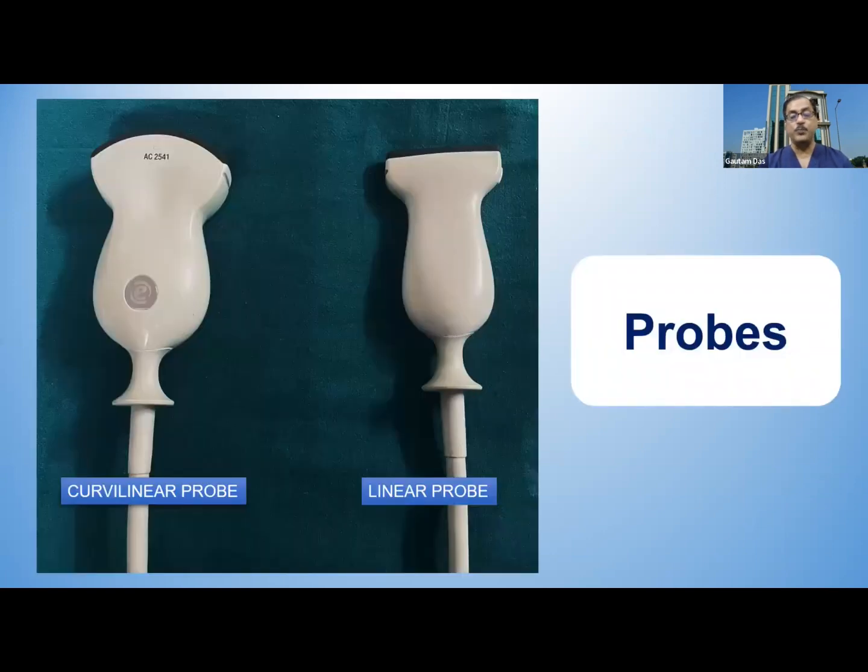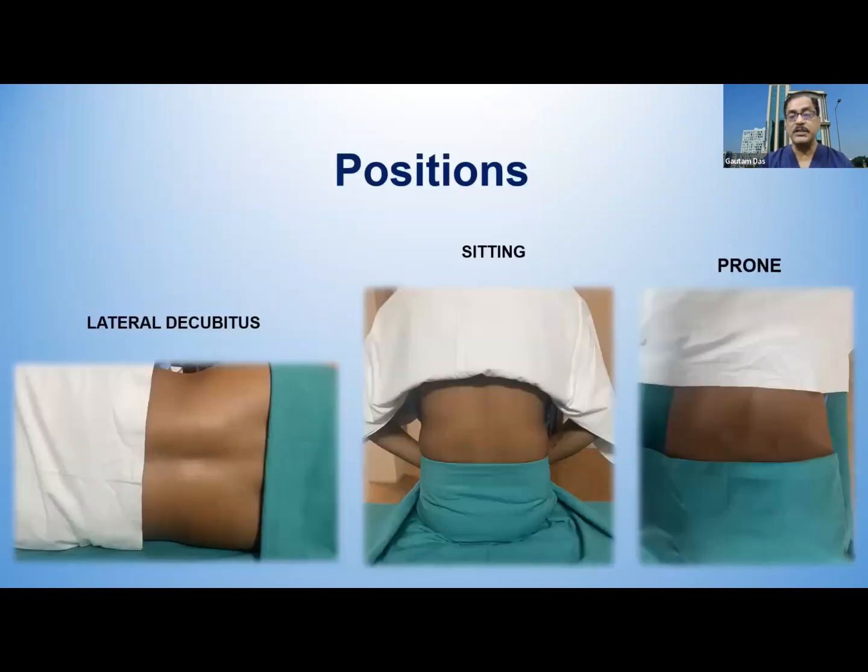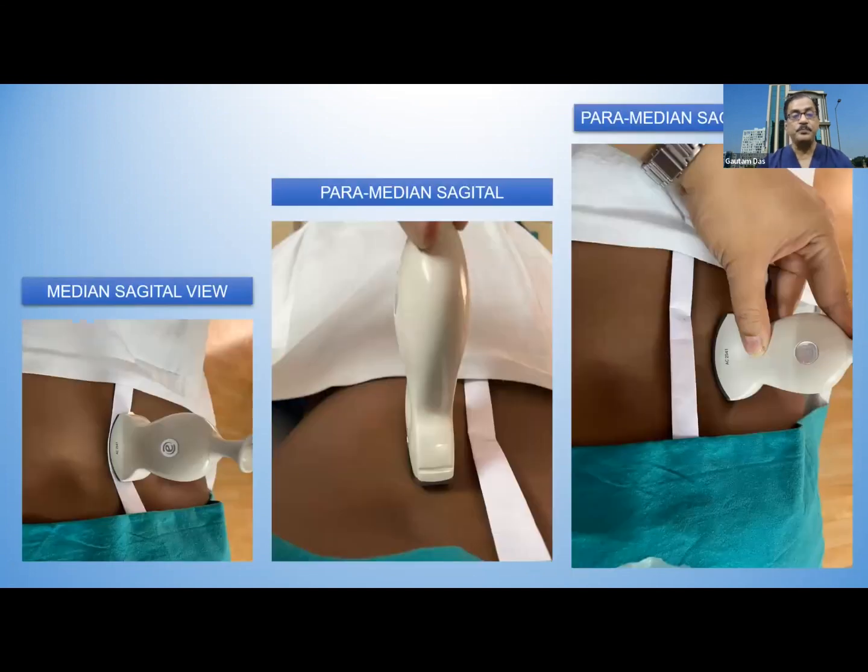Now let us see the probe positions. We are using both the curvilinear probe and the linear probe, and we'll be seeing these three positions. The lateral decubitus: some structures are best seen in the lateral decubitus. Sitting, we will not be doing. Most of us pain physicians do not use the sitting position. The sitting position sometimes gives a better view, particularly when you are doing a neuraxial block, because it separates the two laminae and makes it easier to go for epidural procedures. So for epidurals, the sitting posture might be better, but for pain physicians, we mostly prefer the prone position to do our procedures.